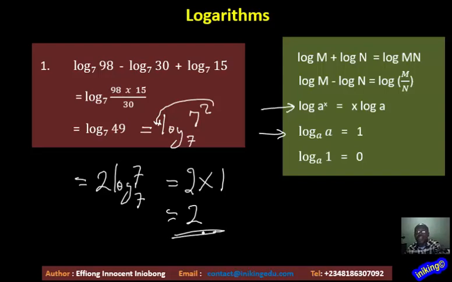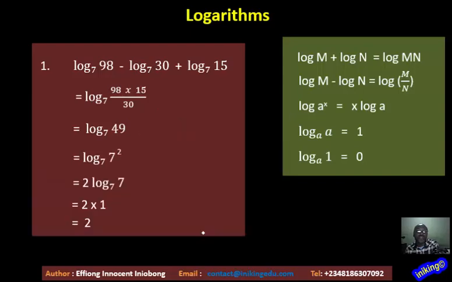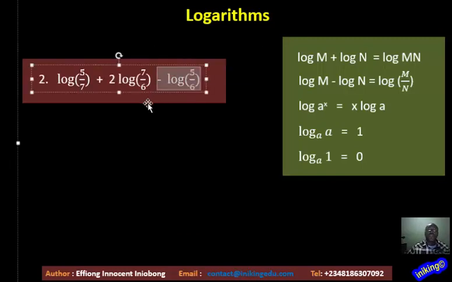Let's move on. I'm sure we are all okay with that. So that's it. 2 times 1 is 2. You can see 49 giving us 7 squared, and then the 2 sent to the front, and your log of 7 to base 7 is 1, and then 2 times 1 gives us 2. Next problem.